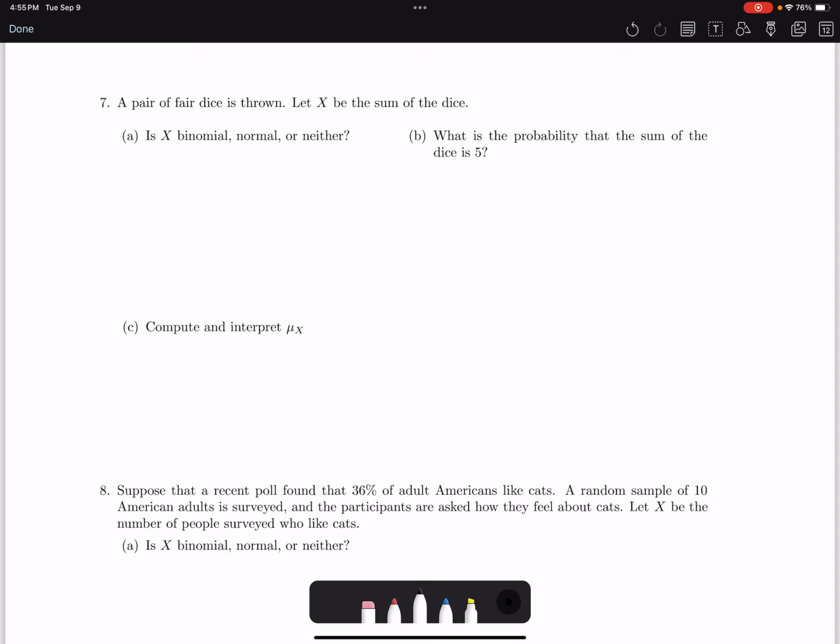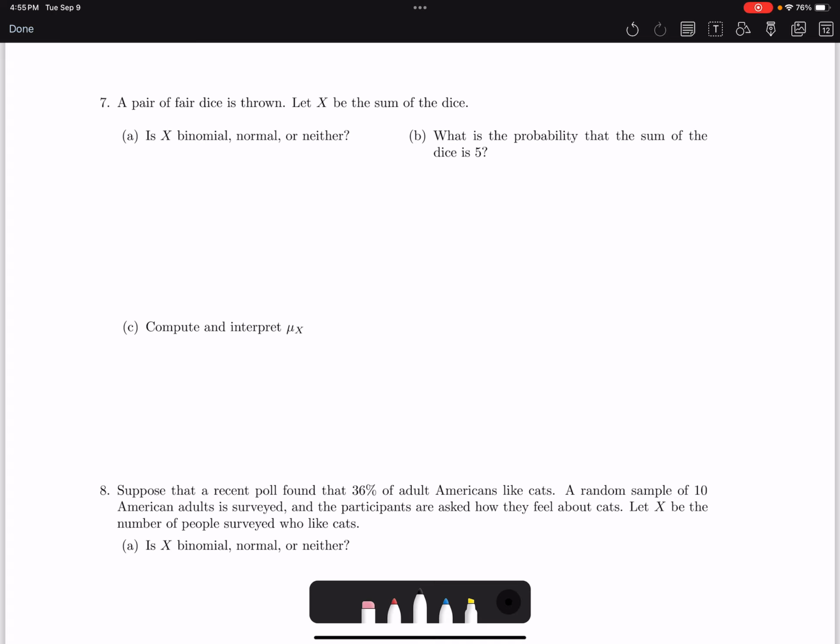Number 7 says a pair of fair dice is thrown. Let x be the sum of the dice. Okay, so again, we're confronted with this question, is x binomial, normal, or neither? And I hope you understand the purpose of this question is not to try to trick you. The purpose of this question is to help you correctly identify what kind of variable we have, because if it's binomial, we'll use the binomial distribution. If it's normal, we'll use the normal distribution. If it's neither of those things, and it's also not Poisson or uniform or something like that, then we'll just have to figure out the probability ourselves, right?